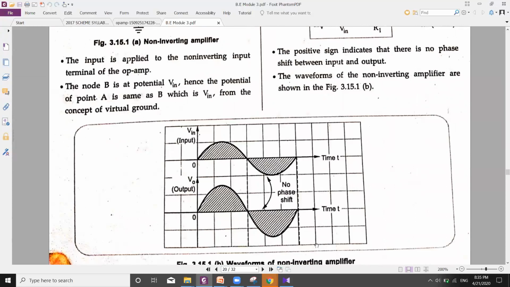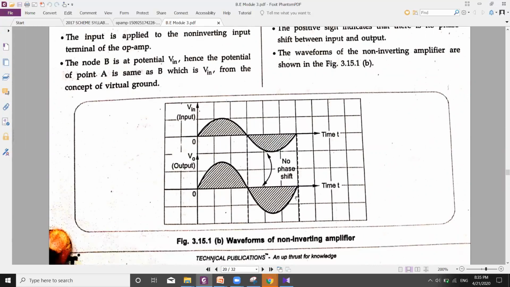Just see in the waveforms over here. If this is the input voltage V in, the output voltage is also in the same phase. There is no phase shifting. There is no phase change happening. So that is what is called an ideal non-inverting amplifier.